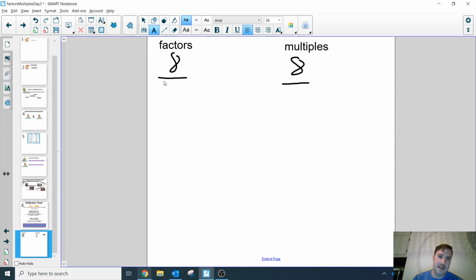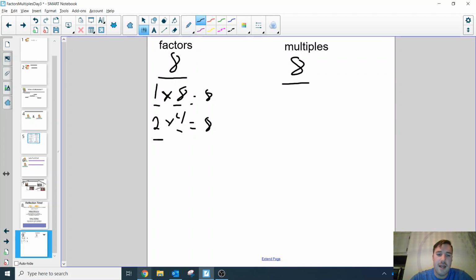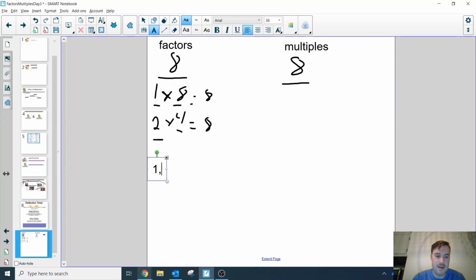So let's talk about factors of 8. What numbers can we multiply together to equal 8? Well, I know that 1 is always a factor of a number, 1 and itself. So 1 times 8 equals 8. I also know that 2 times 4 equals 8. So far I've got 1, 2, 4, and 8 as factors, and I think that's all the factors. So the factors of 8 are 1, 2, 4, and 8.